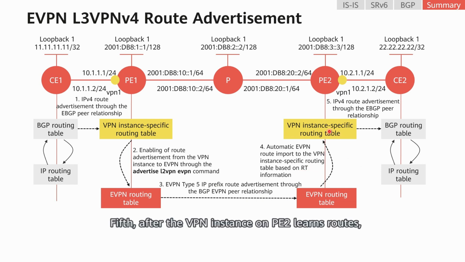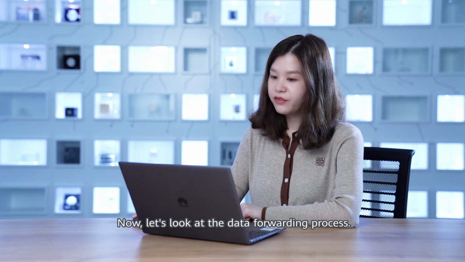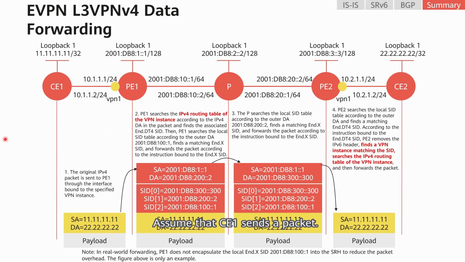Fifth, after the VPN instance on P2 learns routes, it advertises the routes to the BGP routing table of CE2 through the eBGP peer relationship. Then, the preferred BGP route enters the IP routing table for forwarding. Now, let's look at the data forwarding process. Assume that CE1 sends a packet.